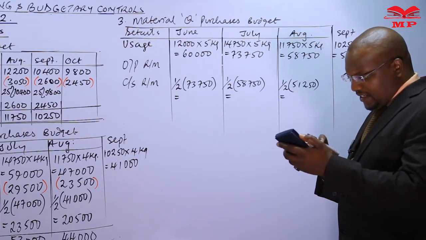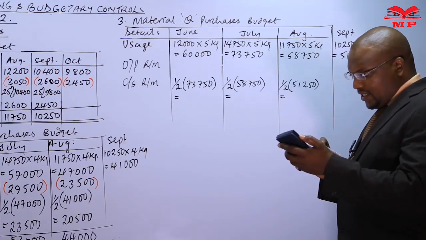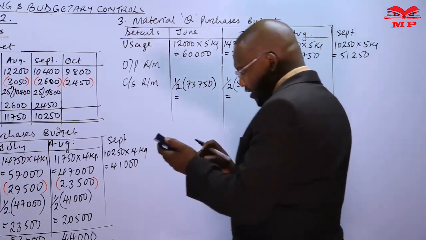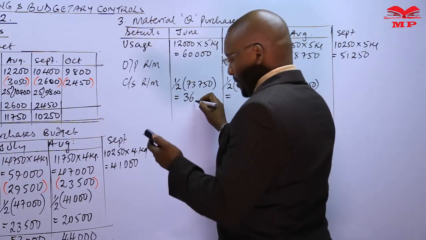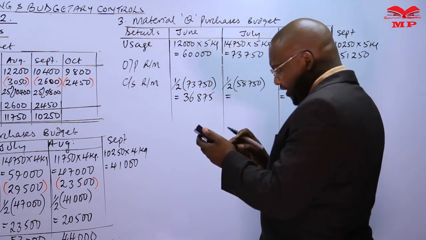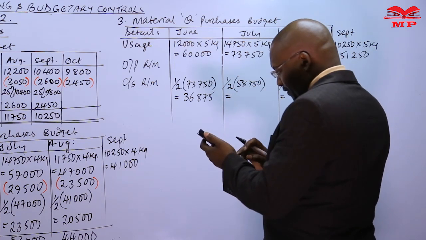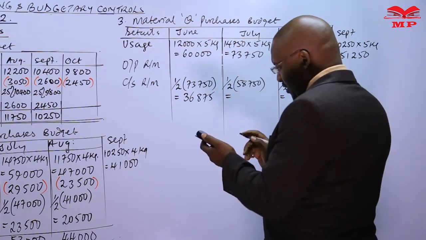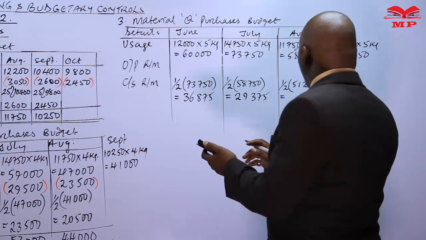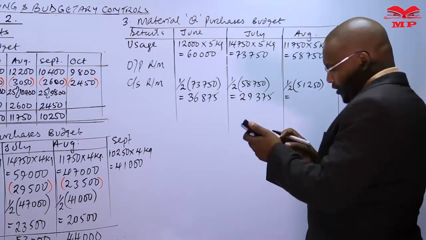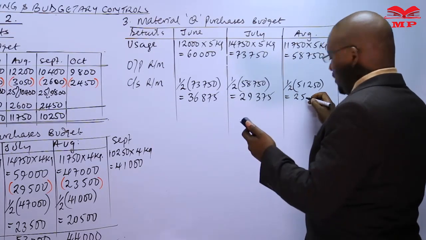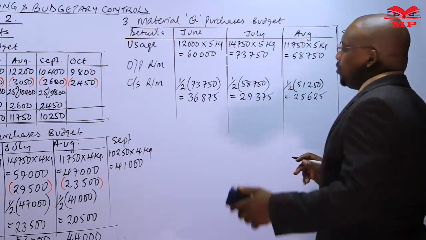So this is 73,750. You divide by 2, this shall give us 36,875. 58,750 divided by 2, this will give us 29,375. While 51,250 divided by 2, this is 25,625. That is the closing stock.